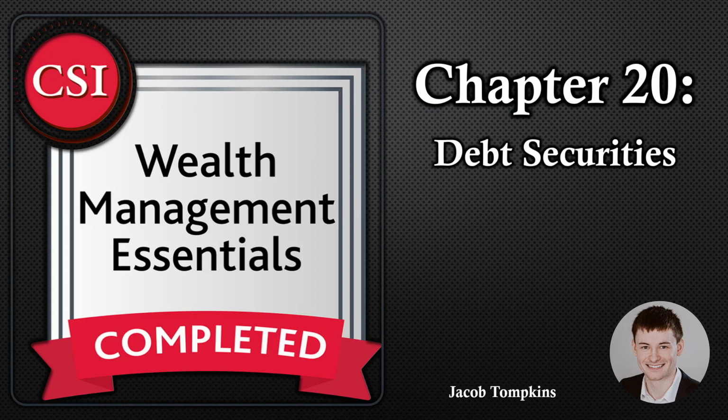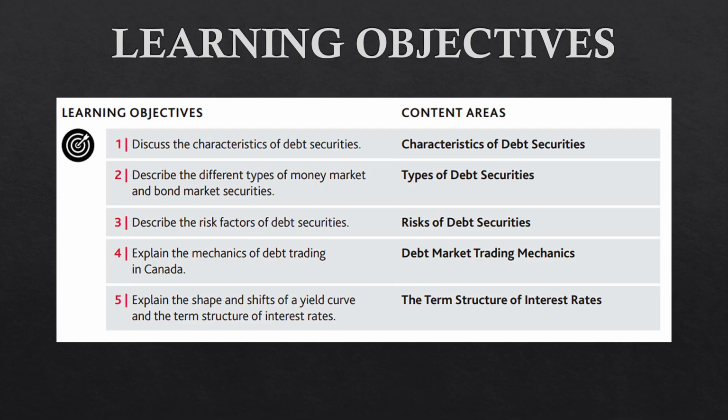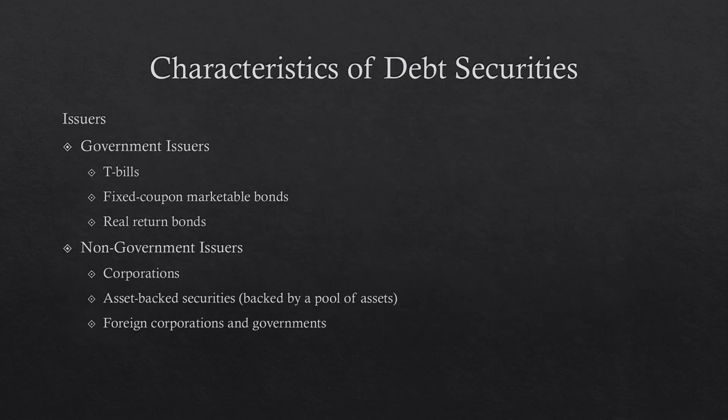Welcome to Chapter 20 of the Wealth Management Essentials course, where I will be talking about debt securities. There are 5 different learning objectives in this chapter. We'll be talking about characteristics of debt securities, types of debt securities, risks, debt market trading mechanics, and the term structure of interest rates. So, debt securities have various different characteristics.